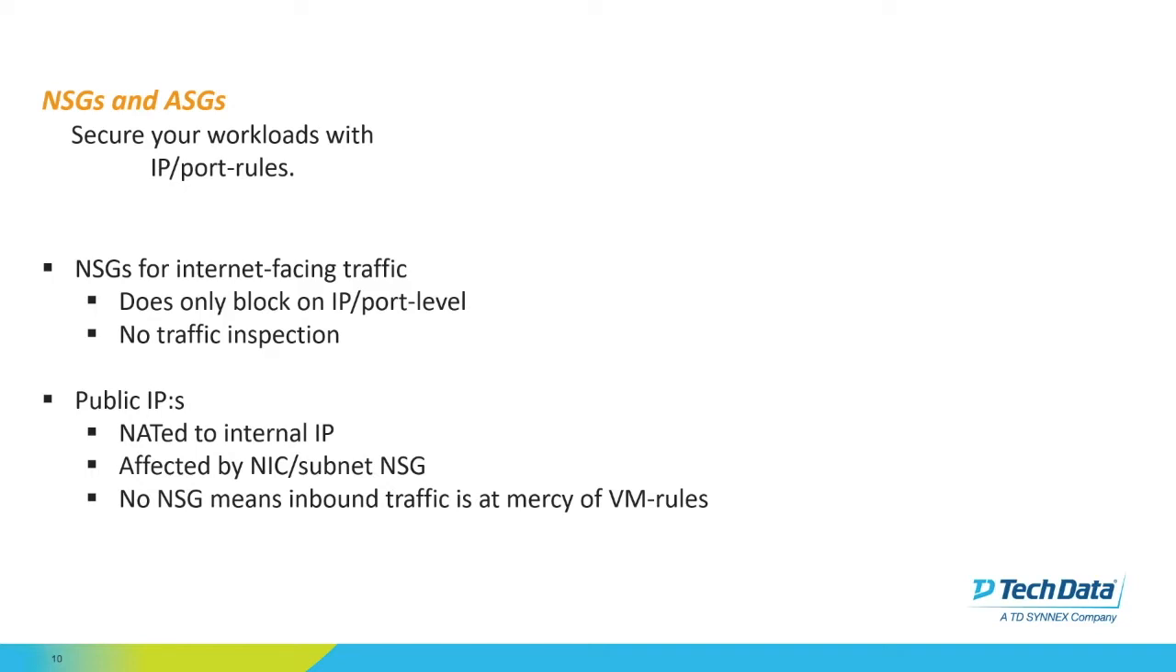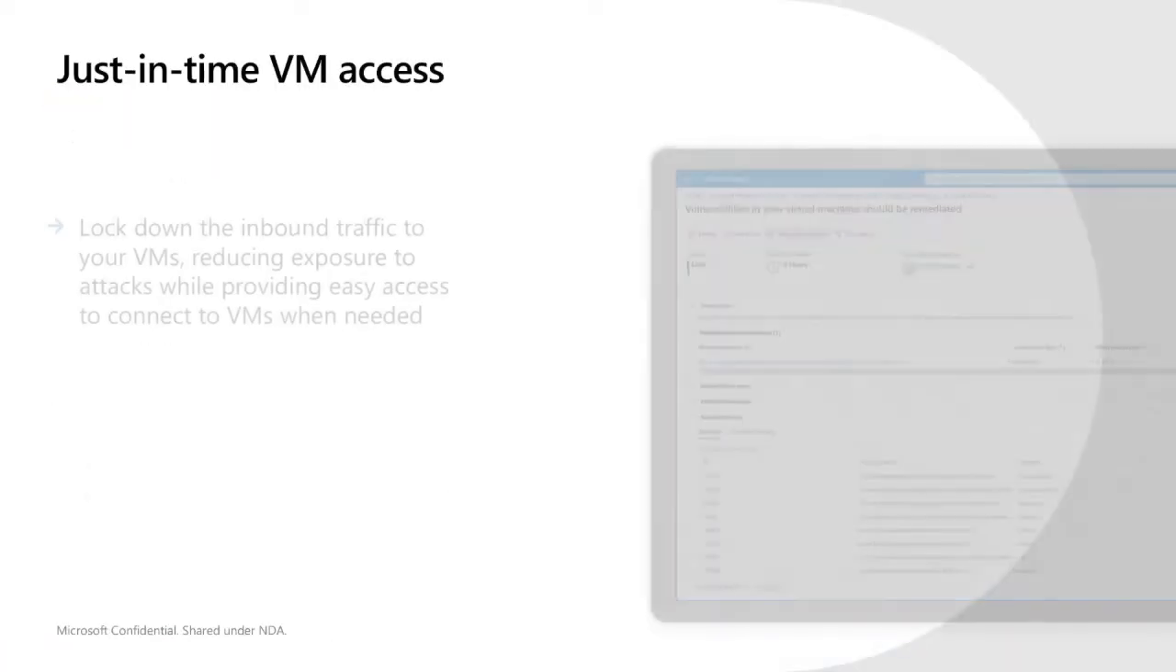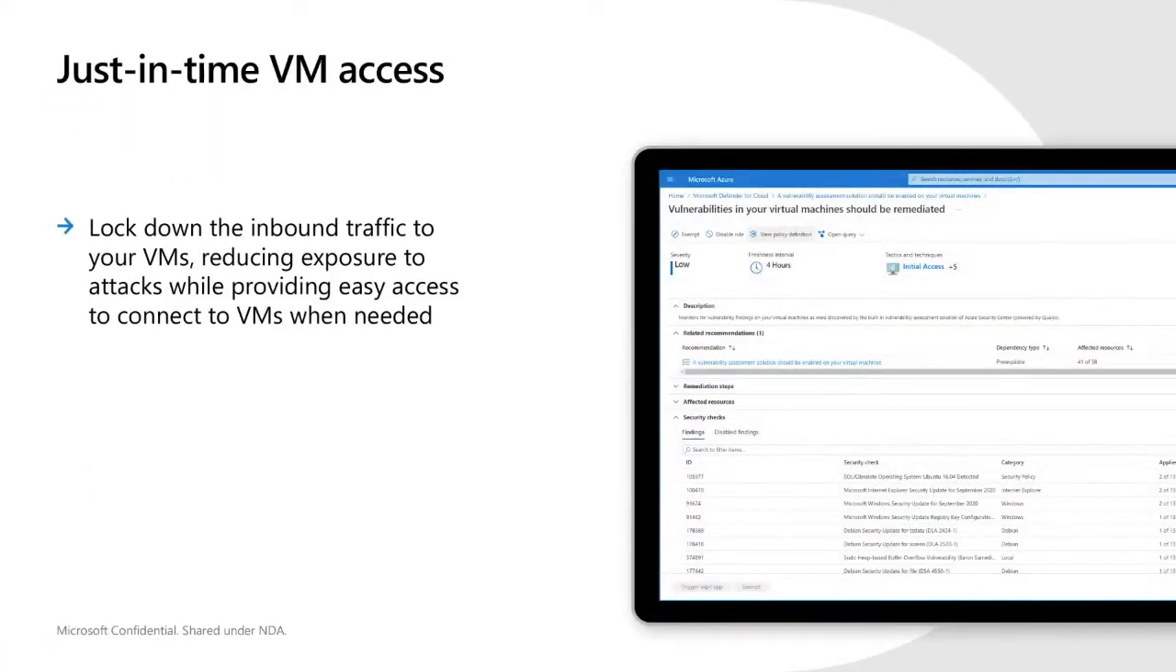And as I said, with NSGs, they are only a rule set that blocks on an IP and a port basis, nothing more. So there's no traffic inspection going on here. There's nothing like that. So this is just the absolute basis for blocking out traffic. If we go further, we do have a functionality that I will show you in a bit, which is how you can lock down traffic to your machine.